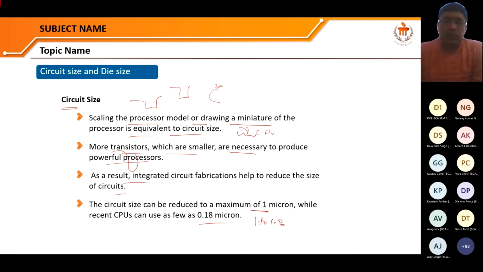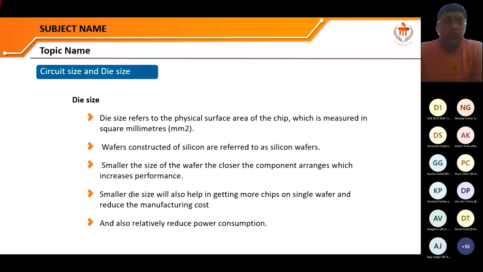Next one is die size. What is the meaning of die size? Die size is a physical surface, and it can also be the area of a chip. So if we are going to make any circuit, the area where we put the circuit is called the die size. Okay, and this is measured in square millimeters.